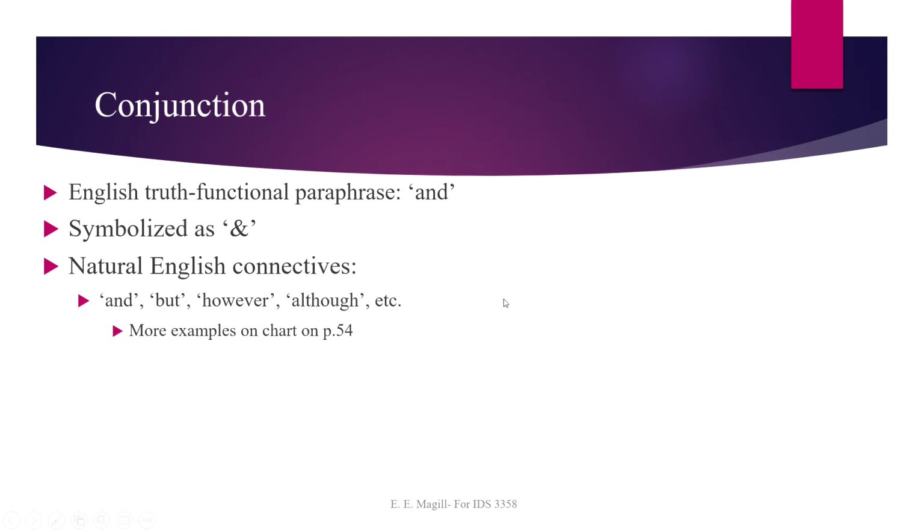And is also the most common natural English expression you'll see for a conjunction, but it's not the only way. Any word that connects 2 sentences and indicates that both are true at the same time should be interpreted as a conjunction. And that includes things like but, however, although, and a few others. So see a chart on page 54 of the logic book for some more examples of things that we're going to interpret as an and for the conjunction.